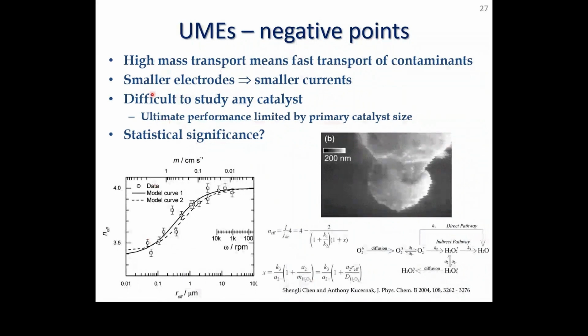Depending upon what you're studying, if you're just studying a surface, it can be quite difficult to make those surfaces. And the other issue you have is statistical significance. Because the electrode is so small, you have to worry about whether, if you just make one measurement, that is statistically significant. Ideally, you'd want to repeat your measurement many, many times in order to make sure you've got a statistical sampling of different sorts of particles.